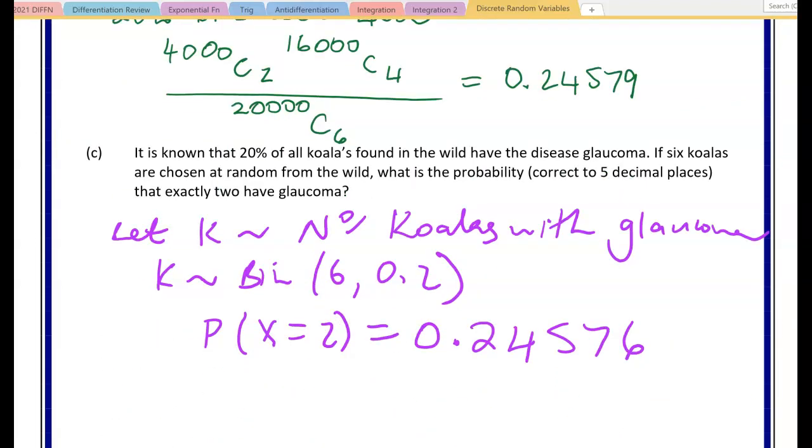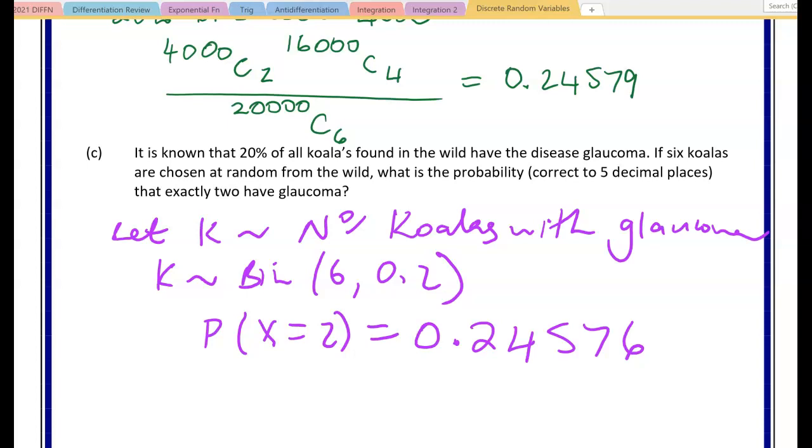And so this is saying all the koalas in the wild. So it's not just this fixed 20 or this fixed 20,000, it's all of them. All the koalas in the wild. I'm choosing 6 from all of them. This is where, well, if you choose one and then another, we're not changing the probability of the next one having the disease. And so this is when you can use binomial.